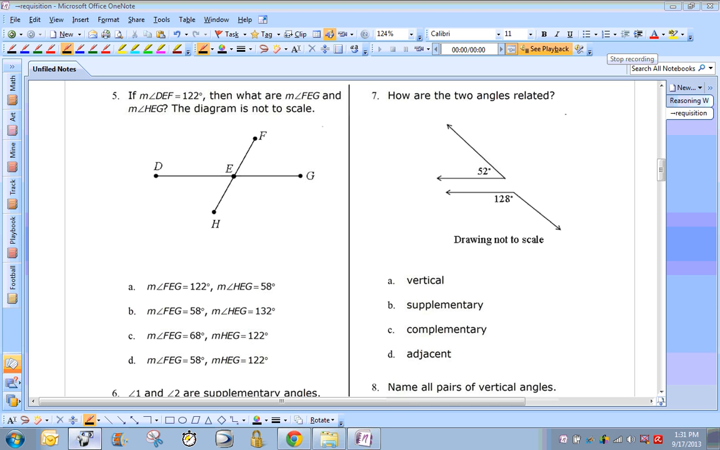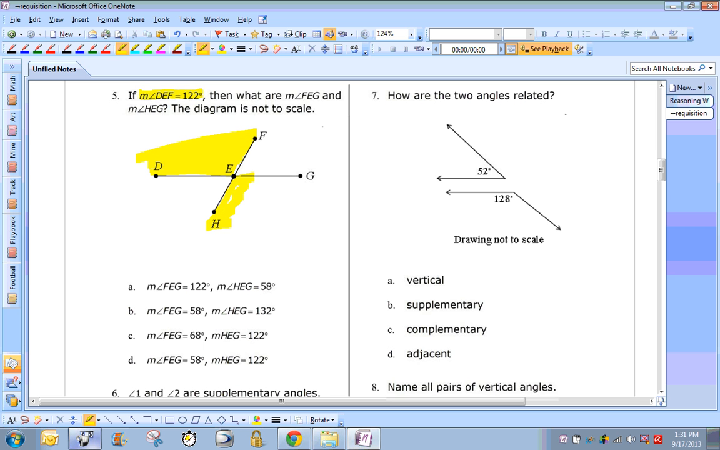Okay, going through questions 5 through 8. Now let's break these questions down to review for our second unit test. We say that DEF is 122 degrees. So here's DEF. I'm going to highlight it in yellow. It's going to tell us it's 122 degrees.